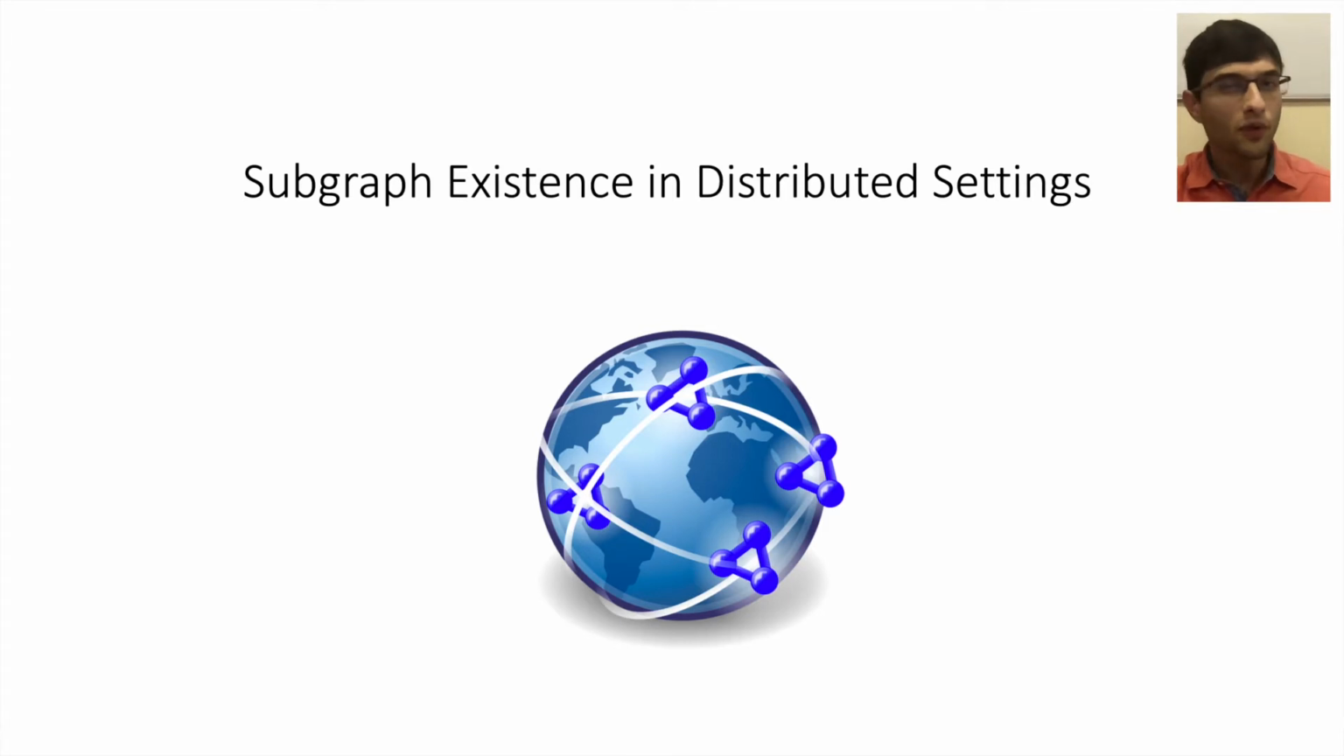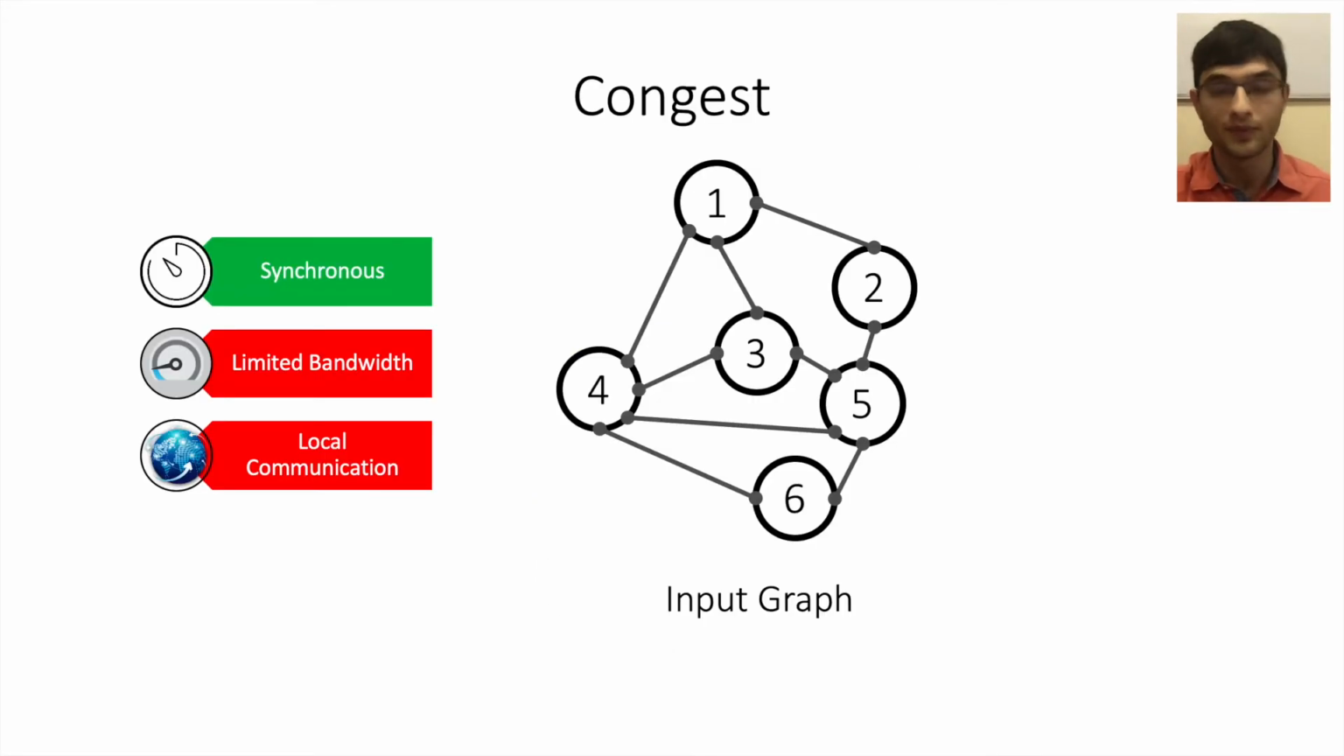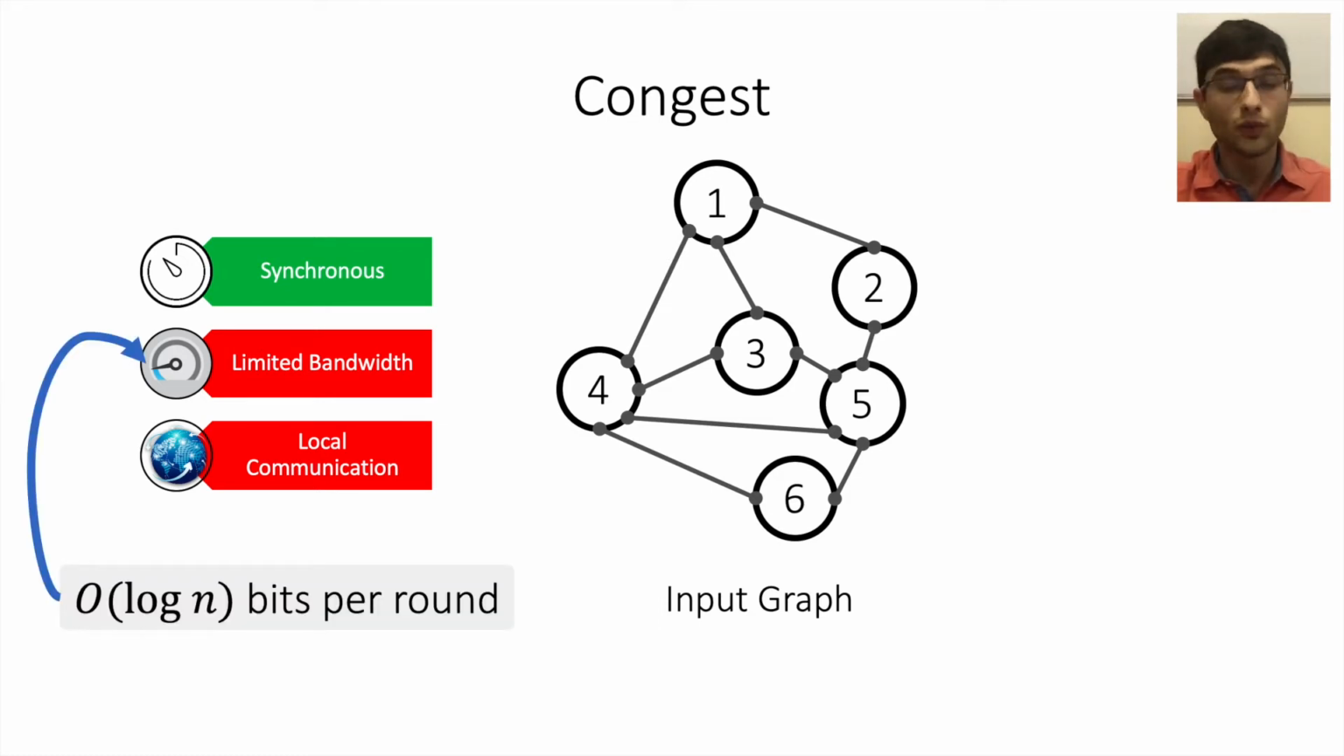Okay, so before we delve into the quantum stuff, we back up a little and see what subgraph existence looks like in the distributed, non-quantum setting. So we deal with a model called Congest. In the Congest model, we proceed in synchronous rounds, and in every single round, 2 neighboring nodes can send a log n bit message to one another.